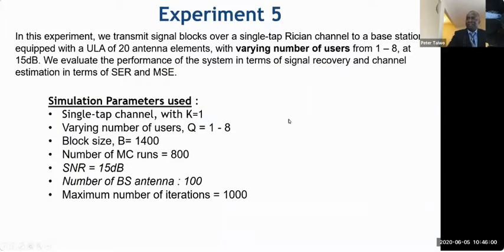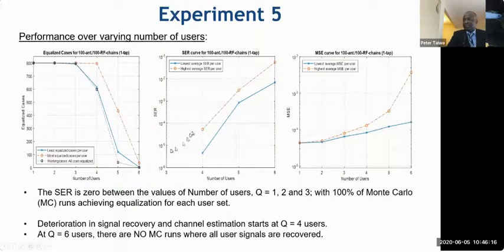In experiment 5, we also try to see what the performance of the beamformer would be if we increase the number of users, from a single user to 8. The result shows that between 1 to 3 users, we have 100% equalized cases. When we increase to 4 users, it drops to about 75%. Between 1 to 3 users, we have an SCR of 0. By the time we get to 6 users, we have a lot of non-equalized cases.